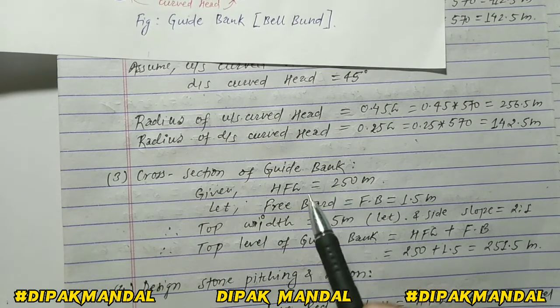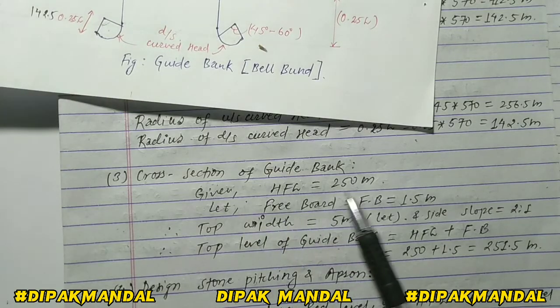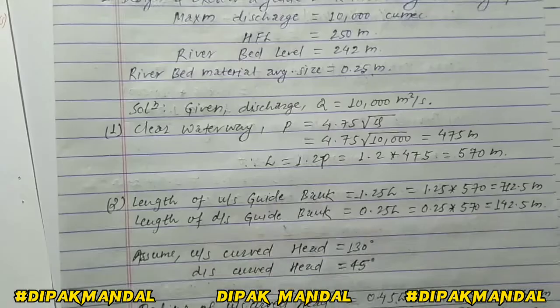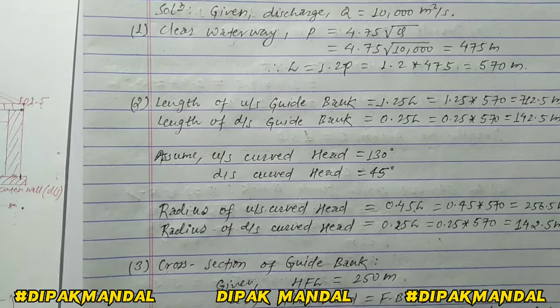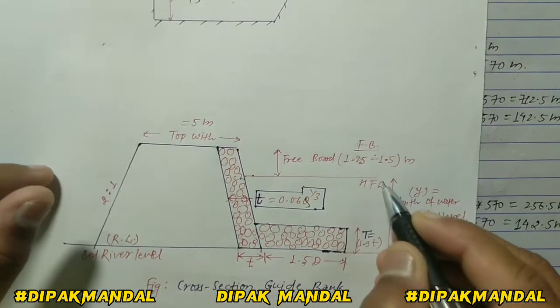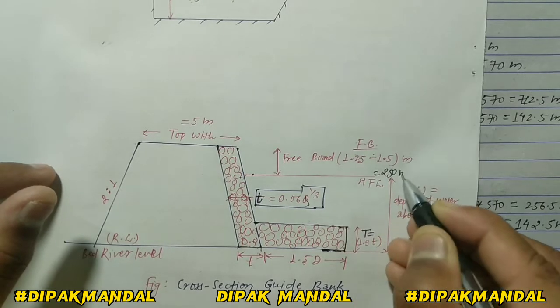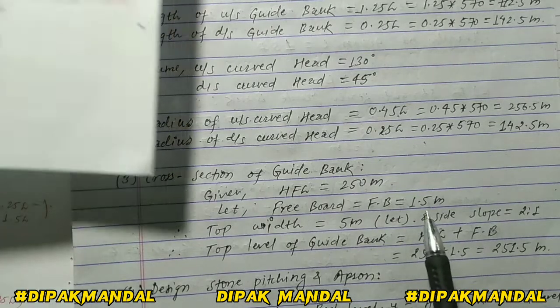Okay, and for this we have already been given in the question the high fluid level, HFL, equal to 250 meter. You can see here, high fluid level equal to 250 meter. This high fluid level is given in the question, 250 meter. And let freeboard equal to 1.5 meter.